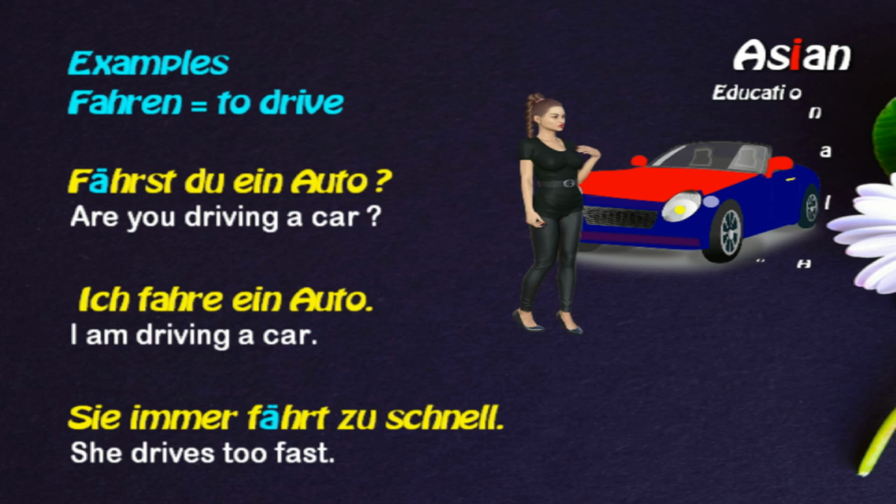Now some sentences here. Fährst du ein Auto? Are you driving a car or do you drive a car? Ja, ich fahre ein Auto. Yes, I am driving a car or I drive a car. Sie fährt immer zu schnell. She always drives fast. Zu schnell means too fast.